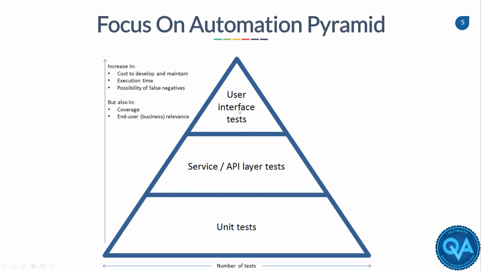The idea of the automation test pyramid is that it basically helps you to create a good automation testing strategy for your entire automation program, right? Automation is not only UI automation. Automation entails unit and API layer and UI automation altogether. So you need to consider and focus on the automation testing pyramid.